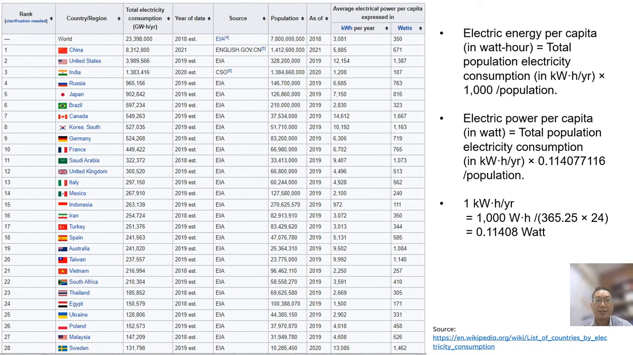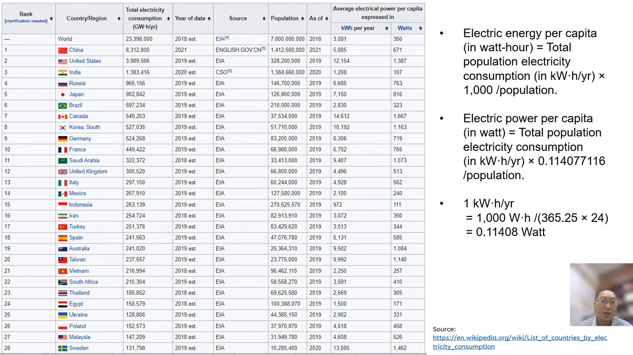And the electric power per capita in watts is the total electricity consumption in kilowatt hour per year multiplied by 0.114, per population, whereby 1 kilowatt hour per year equals 1 watt hour divided by 1 year multiplied by 24 hours, which we can obtain as 0.11408 watts.